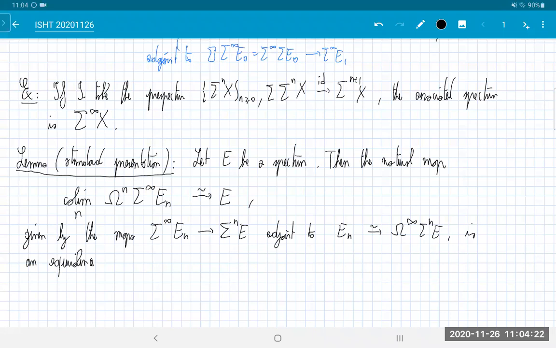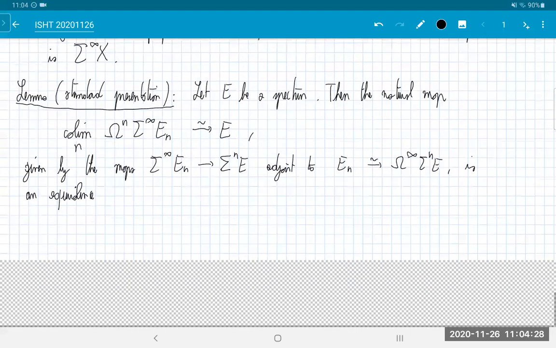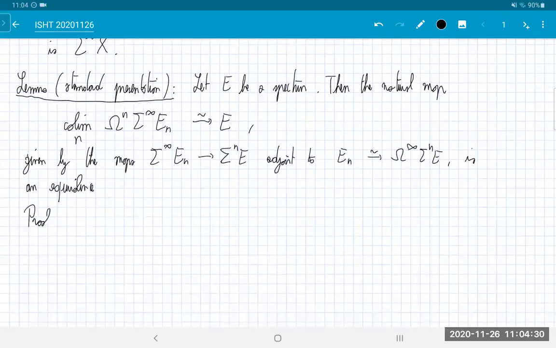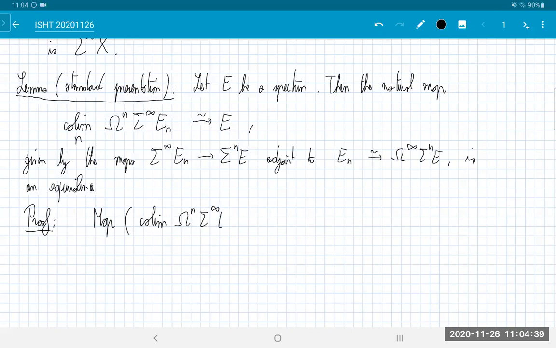Okay. Questions about this statement? Let's see the proof. And the proof is just going to see what these maps are from this colimit on n of sigma infinity En into F.